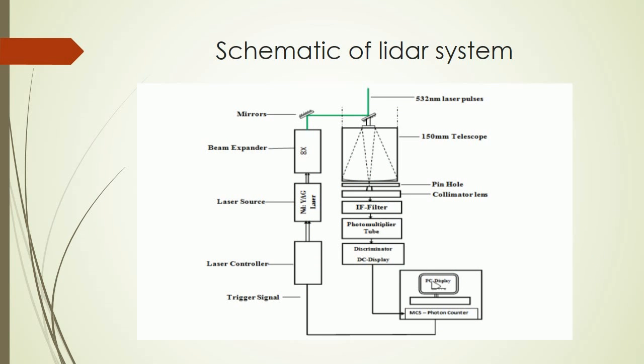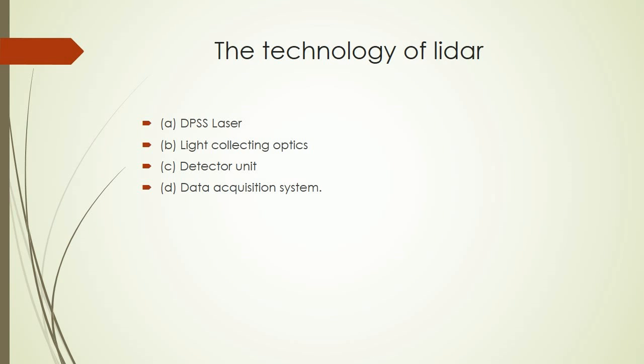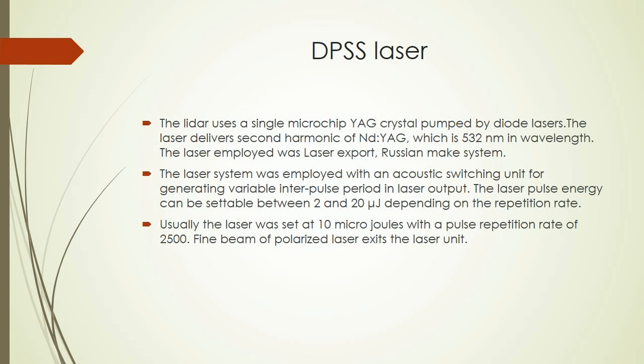Schematic of LIDAR system. The technology of LIDAR. A. DPSS laser. B. Light collecting optics. C. Detector unit. D. Data acquisition system. DPSS laser. The LIDAR uses a single microchip YAG crystal pumped by diode lasers. The laser delivers the second harmonic of Nd:YAG, which is 532 nm in wavelength. The laser employed was a Laser Export, Russian-made system.